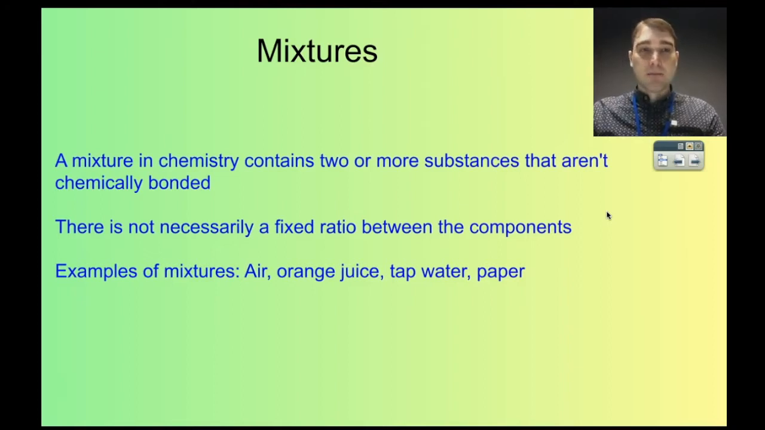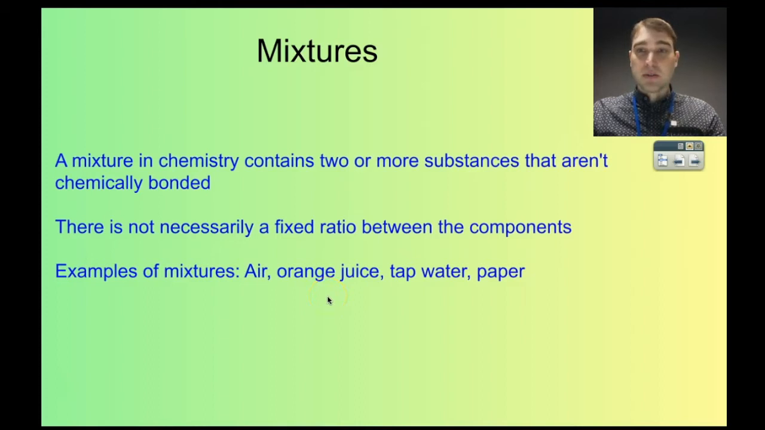So in a compound, for example, there's a fixed ratio. So in water, there's always two hydrogens and one oxygen. But in a mixture, you don't necessarily have any fixed ratio between the components. And the mixtures can change depending on what you're doing to them. So some examples of mixtures are air. So air is 80% nitrogen, around about 20% oxygen, and then there's a number of other gases in there. And the amount of those gases changes depending on what you're doing.